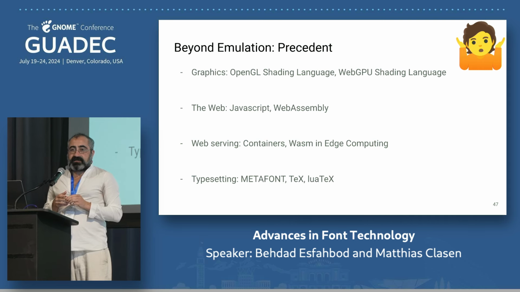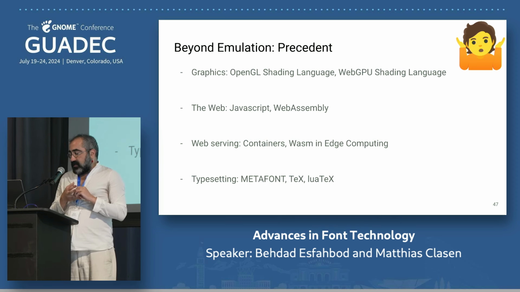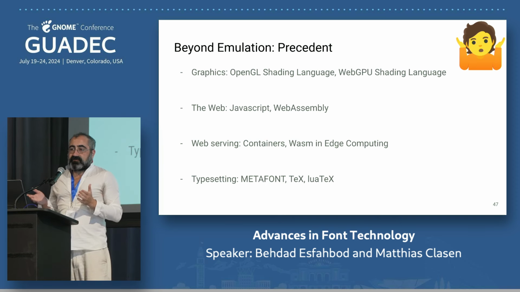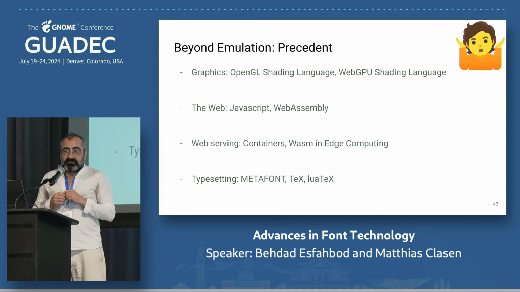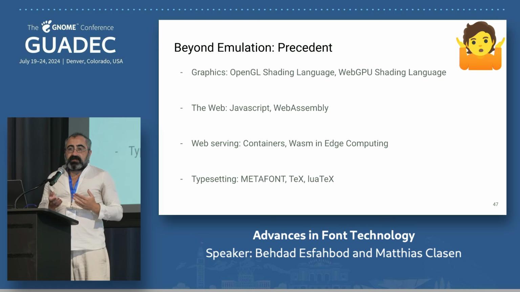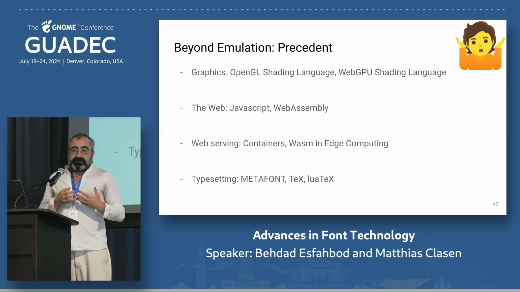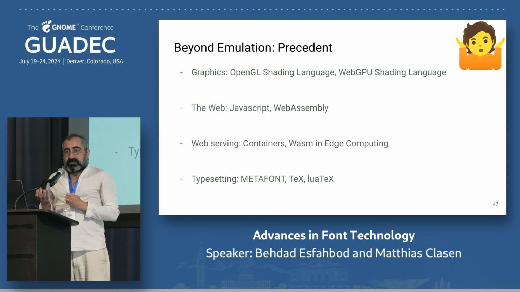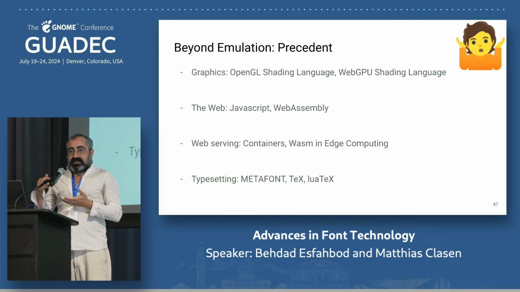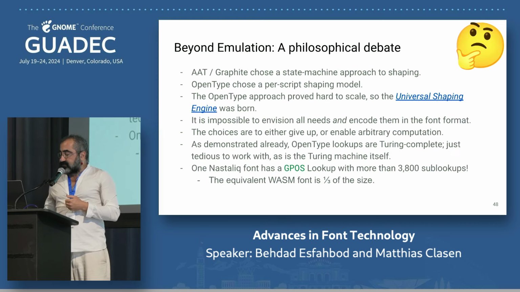For example, on graphics, there's the OpenGL shading language and the WebGPU shading language. The web itself moved from being static to using JavaScript and WebAssembly. And web serving also started from individual servers, moved to containers, and now there's WASM and edge computing. Finally, typesetting started with Metafont and TeX, which are programmable. And these days, LuaTeX also embeds the Lua engine in the typesetter. So you have full programmability at the layout level, but not the font level.